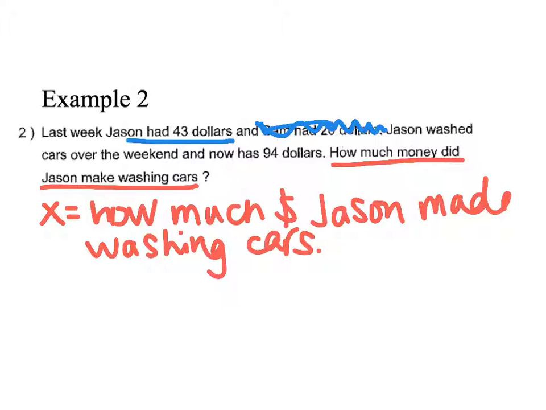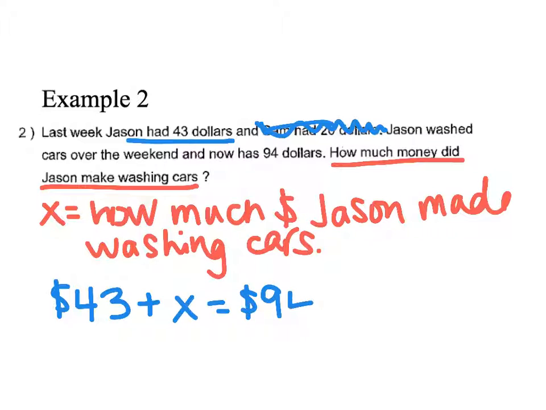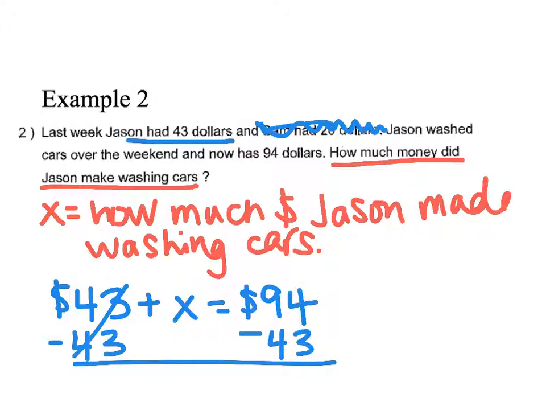So Jason had $43. He washed some cars over the weekend and made some money. We don't know how much. And now he has $94. So again, Jason had $43 plus however much money Jason made washing cars would equal how much money he has now. His money he had originally plus the money he made washing cars equals his total amount of money. So again, if you solve this simple equation, you'll get the answer. So 94 minus 43 will give us 51.